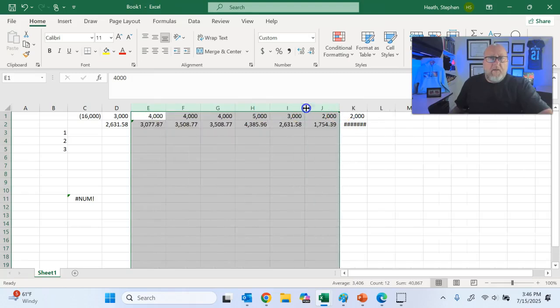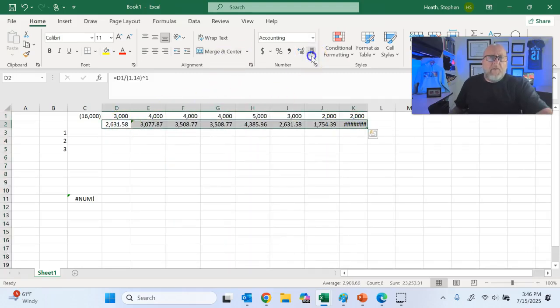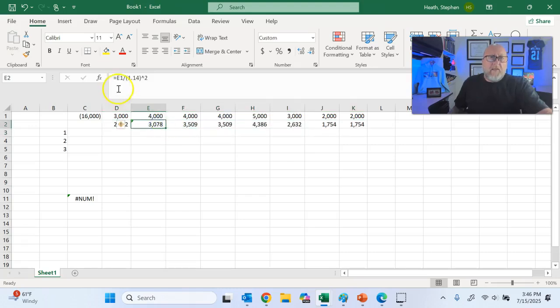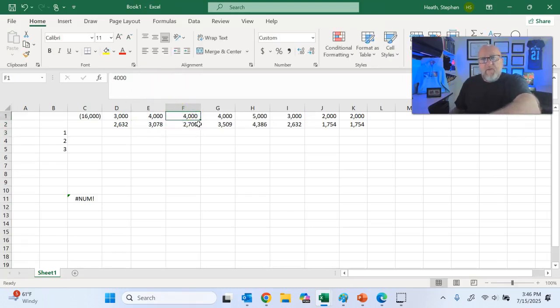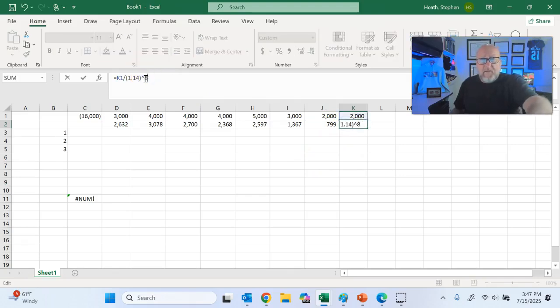Now I'm just going to change this to the second year, and let's get rid of the decimal points. Again, it's the cash flow divided by 1 plus the interest rate raised to the number of periods. So this is year 3: cash flow divided by 1 plus the interest rate raised to the third power. So the 4,000 three years from now has a present value of 2,700. This is 4 years out, 5 years out, 6 years out, 7 years out, and this is 8 years.